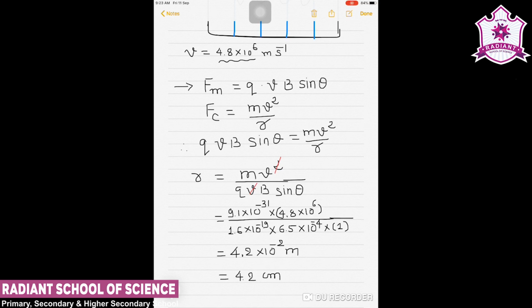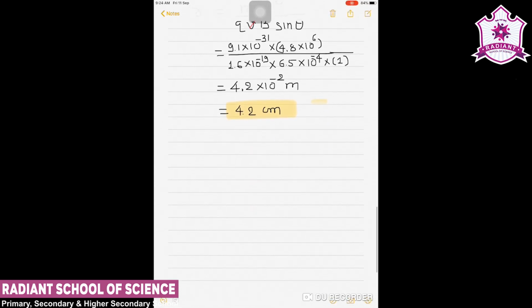So this is the example 4.11. We are also asked another question with the example, that is example number 4.12. In this example 4.12, they have asked us that if we consider the example number 11, find out the frequency of revolution of the electron in its circular orbit. So we are asked to find out the frequency of revolution.